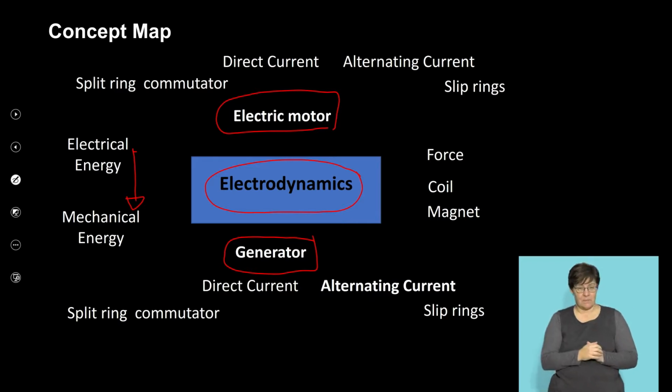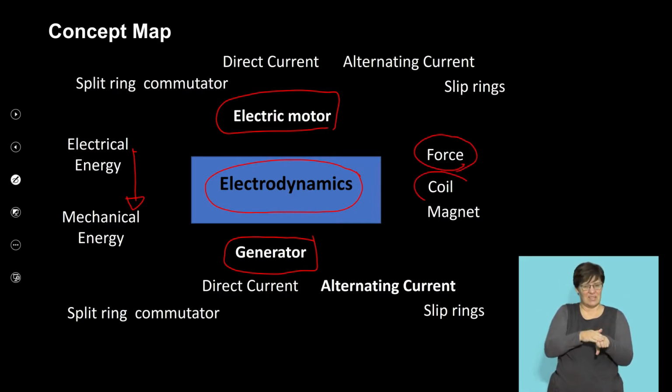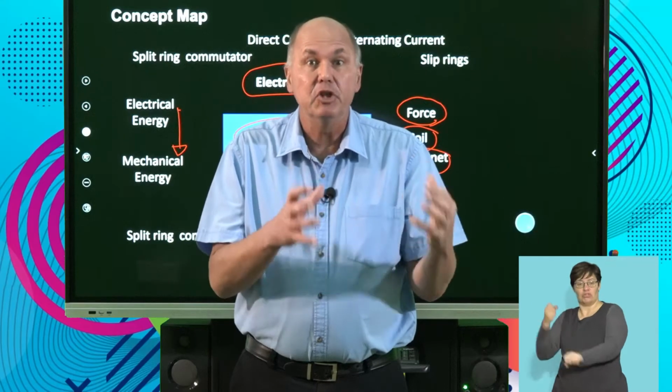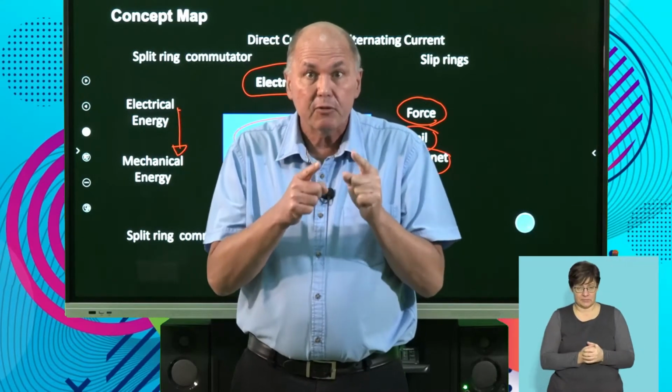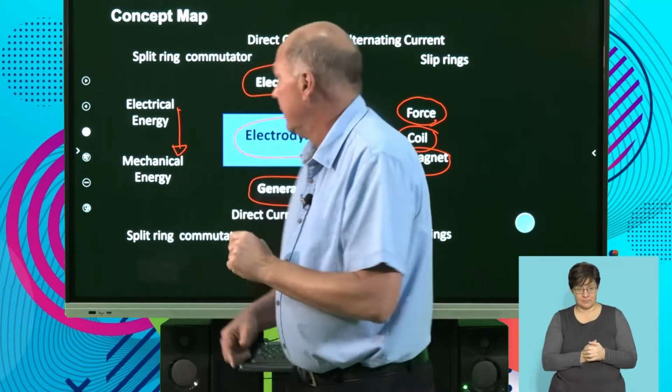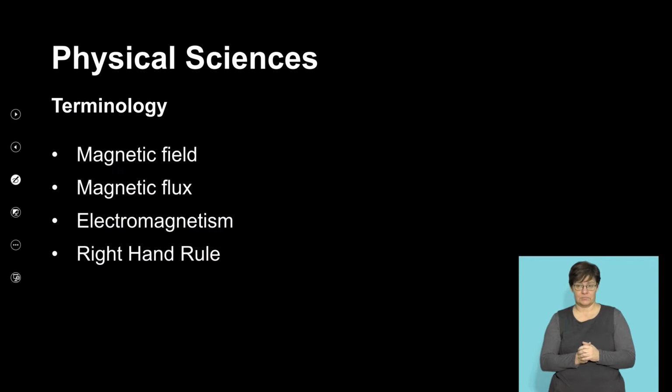We recognize in both of these situations, we're going to be dealing with a force, a current that's usually in a coil, and a magnet. And we're going to try and put those ideas together, so we've got a very good idea both of how a motor works and how a generator works. But our focus for today is on the electric motor. So let's get right into it.